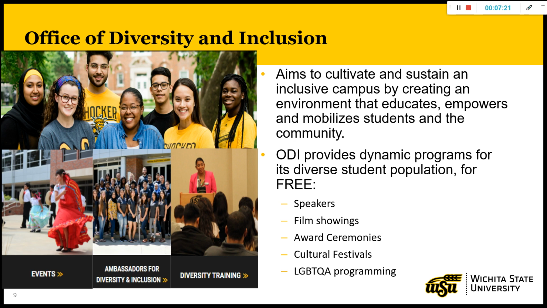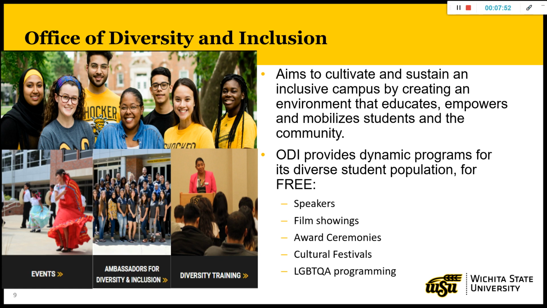Many universities provide an Office of Diversity and Inclusion. It may be referenced by different names at different universities. The Wichita State Office of Diversity and Inclusion, their aim is to cultivate and sustain an inclusive campus by creating an environment that educates, empowers, and mobilizes students and the community. And in short, just provides a lot of really awesome programming for students from diverse backgrounds.